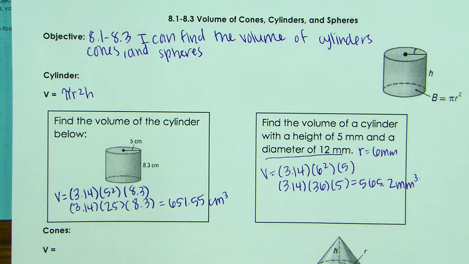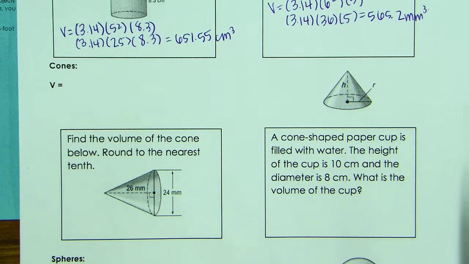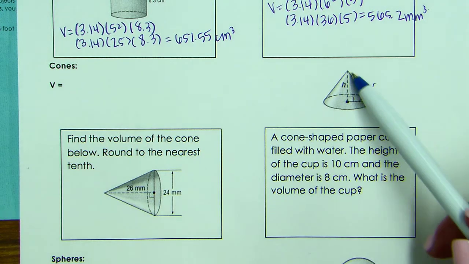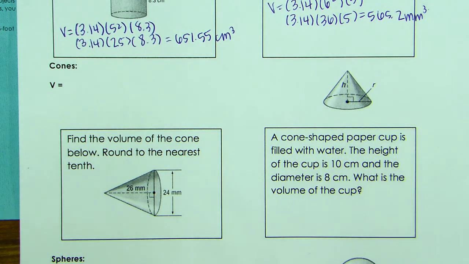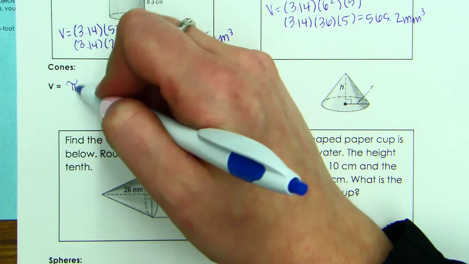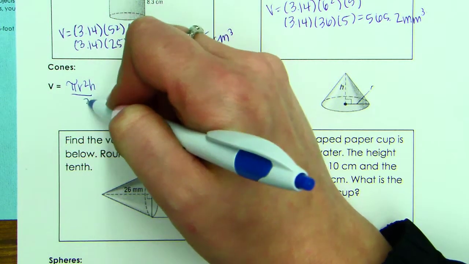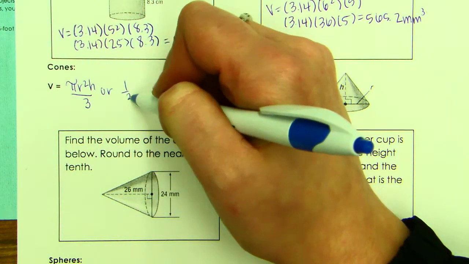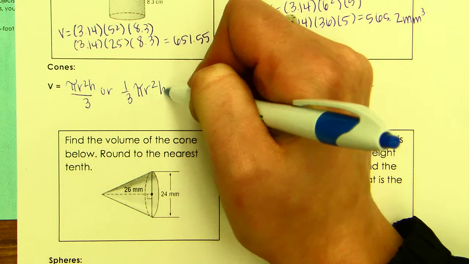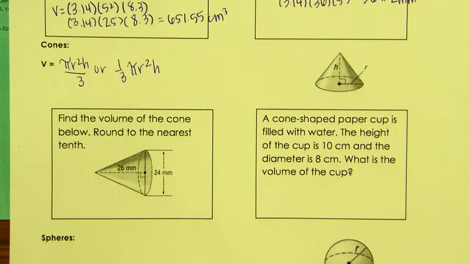Whenever we're doing volume, we should have cubic units because we're seeing how many cubes will fit inside of this. The next shape is a cone. The cone is 1/3 of the cylinder, so it's basically the same formula. It's pi times the radius squared times the height divided by 3. Or you could say 1/3 times pi times the radius squared times the height. So we'll do these two examples.